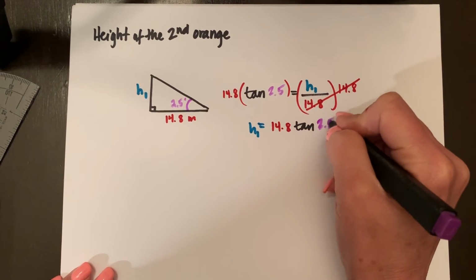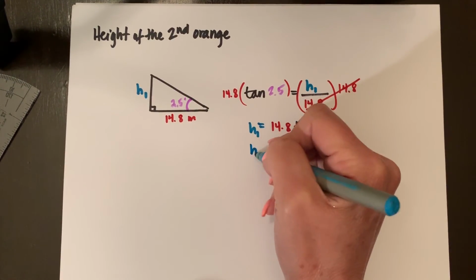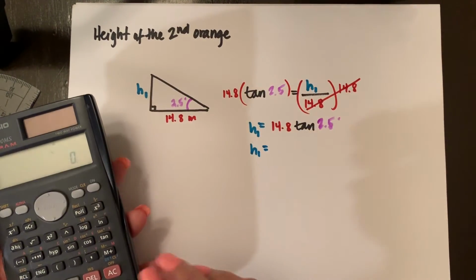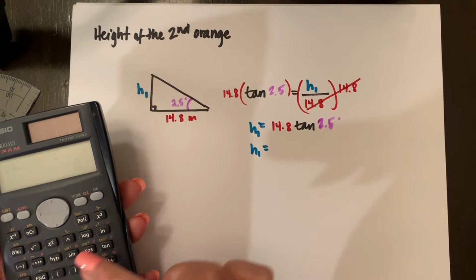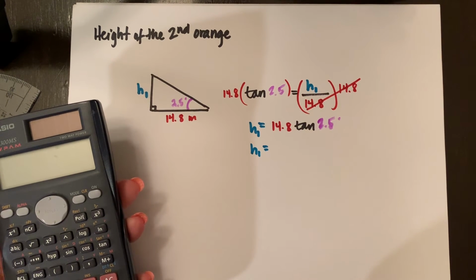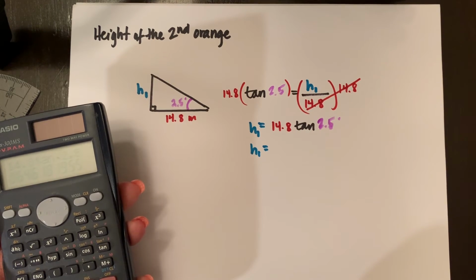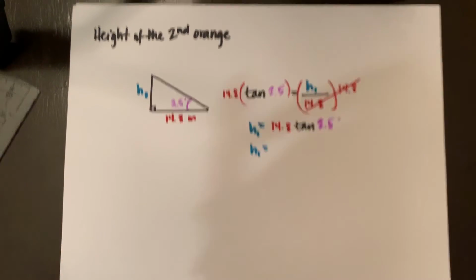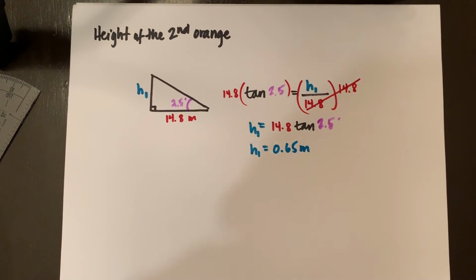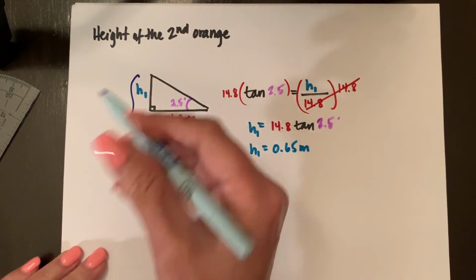Oops, 2.5 degrees. So, putting that in our calculator, we have a height of 14.8 times the tangent of 2.5 degrees, which is equal to about 0.65 meters. But remember, we want the height of the orange tree, because this was part of the tree.